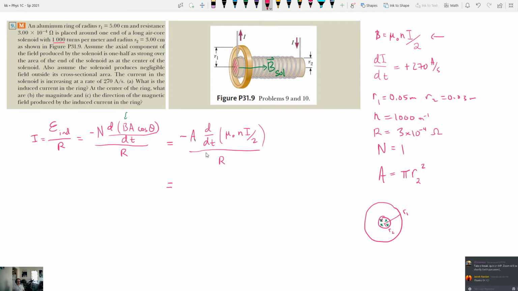Does that make sense to everyone? So it's only the area that the magnetic field goes through. Yeah, exactly. Okay.